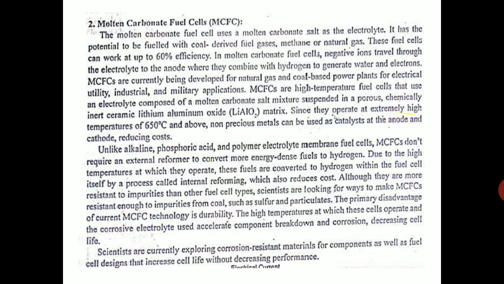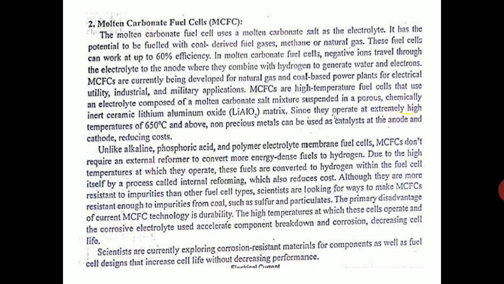Although they are more resistant to impurities than other fuel cell types, scientists are looking for ways to make MCFCs resistant enough to impurities from coal such as sulfur and particulates. So particulate matter and sulfur are the impurities which can cause problems to the fuel cell. The problem they cause is that the life reduces, the durability reduces.